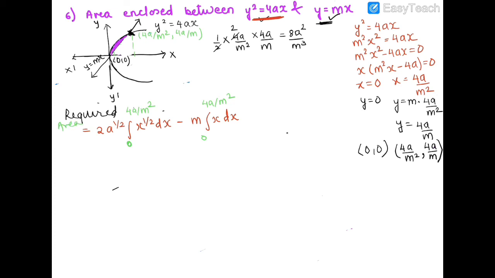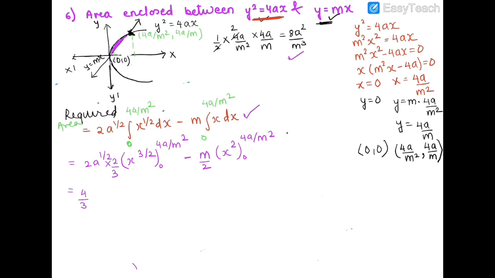Now I integrate this, और ये second part जो है इसका जो आंसर है वो क्या आना चाहिए था मेरे पास, ये आना चाहिए था, 2a to the power half and x to the power 3 by 2 into 2 by 3, limit is 0 and 4a by m square, ऐसा हो गया, minus m, and this is x square by 2, limit is 0 and 4a by m square. Therefore, this is going to give me 4 by 3.